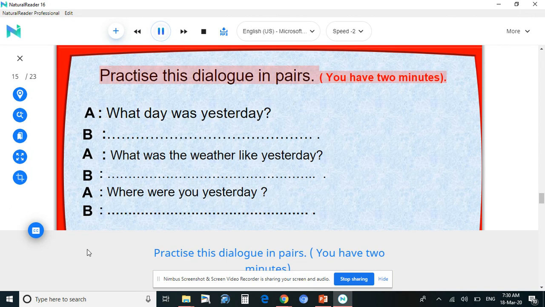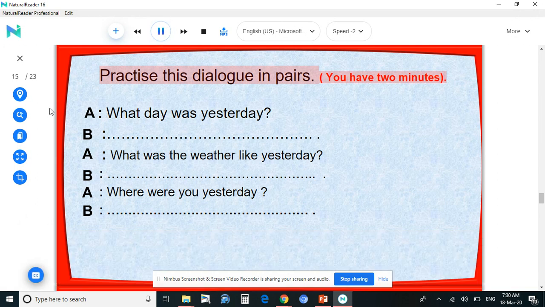Practice this dialogue in pairs. You have 2 minutes. What day was yesterday? What was the weather like yesterday? Where were you yesterday?